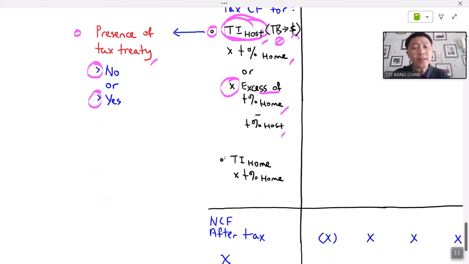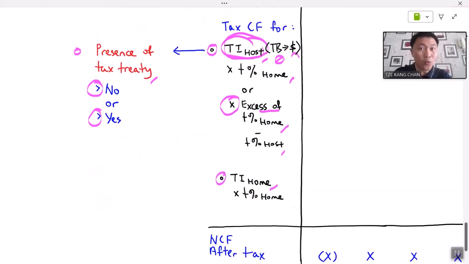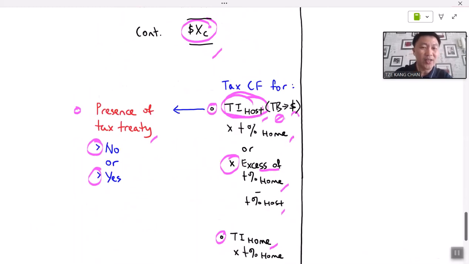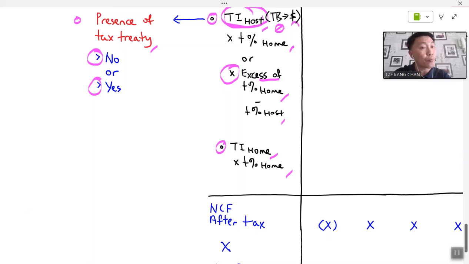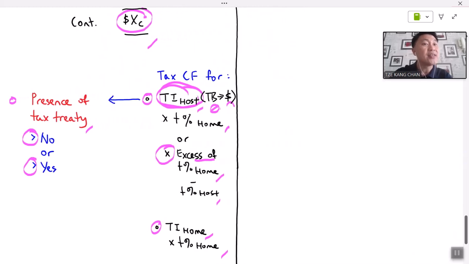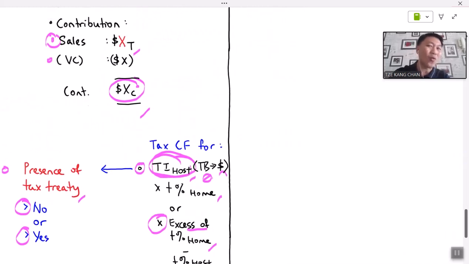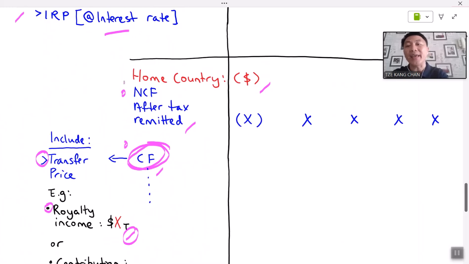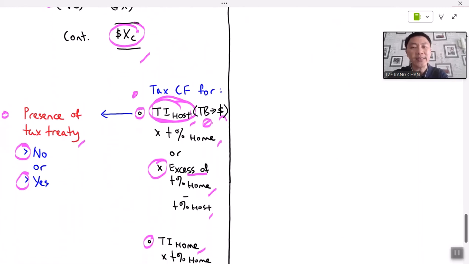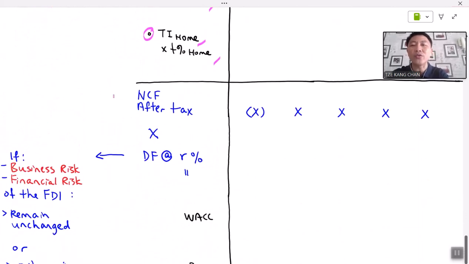Finally, taxable item from home, which includes transfer price income or contribution, will then have no doubts to be paid at the full tax rate in the home country. So these are the two tax cash flow items that one has to take note of. Once done, we will then combine net cash flow remitted, home country cash flow, together with all the tax cash flow. That will give rise to net cash flow after tax finally.